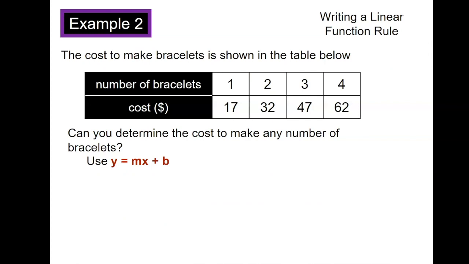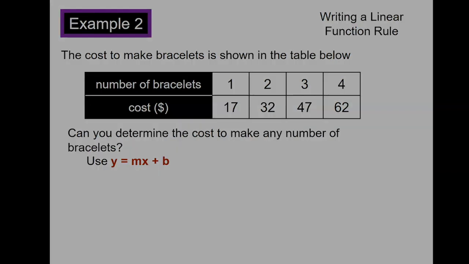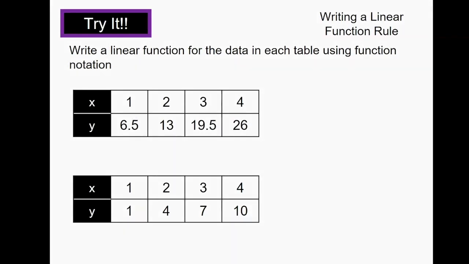The cost to make bracelets is shown in the table below. Can you determine the cost to make any number of bracelets? Use y equals mx plus b. This should look familiar. This is slope-intercept form. Okay, this is when you need to write a linear function rule. This is what we're focusing on next.